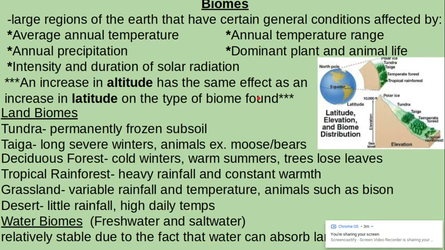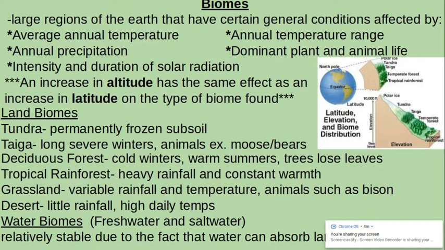Now, to get into the biomes, I know you've covered this quite a bit in middle school. The bioregions doesn't usually ask like a specific question. They would ask more the general conditions we just spoke about. But let's just review. Tundra, remember, has the permanently frozen subsoil. The taiga, the long, severe winters, moose, bears, deciduous forests, that's where we are. We have the seasons, cold winters, warm summers, trees, the deciduous trees, they lose leaves.